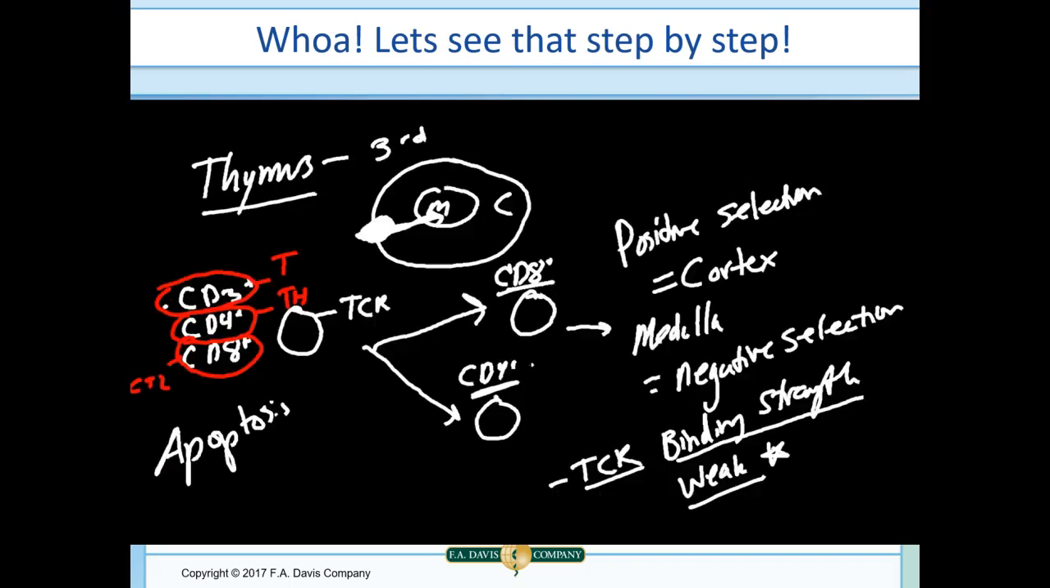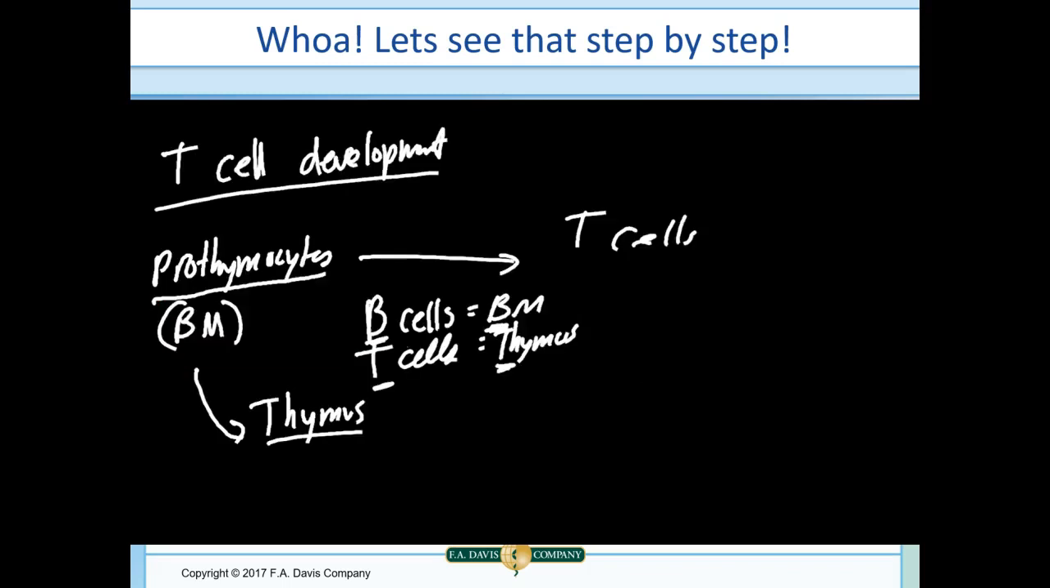So just in recap, what we're going to do is we're going to go from prothymocytes made in the bone marrow. We're going to have those T cell precursors go to the thymus. They're going to start in the cortex. In the cortex, they're going to undergo positive selection. They're going to choose between CD4 or CD8 positive T lymphocytes. They're going to travel to the medulla. And in the medulla, they're going to undergo negative selection.